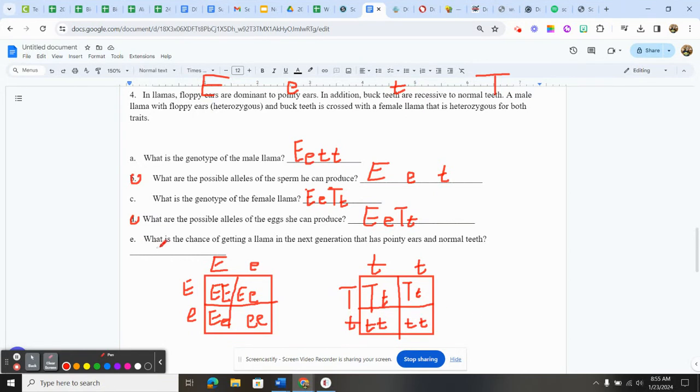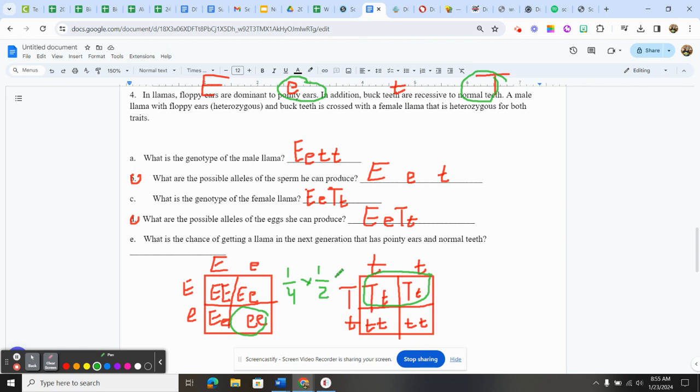Okay. So what is the chance of getting a llama in the next generation that has pointy ears and normal teeth? We know that pointy ears is recessive and normal teeth is dominant. So if we're looking in the ear Punnett square, what's the chance of getting pointy ears? How many are totally recessive? Right, 1 out of 4. So here we have 1 out of 4 that is completely recessive. And then over here, normal teeth is dominant. So how many are going to have normal teeth? 2 out of 4, right. Or 1/2.